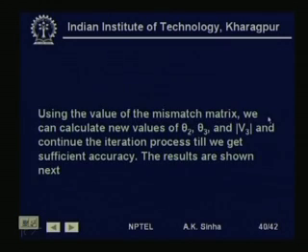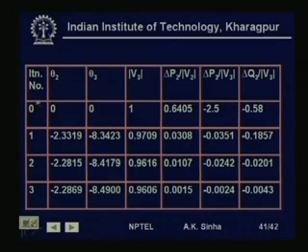Using the value of the mismatch matrix, we can calculate the value of theta 2, theta 3 and V 3, and continue the iteration process till we get sufficient accuracy. The results are shown here. That is, the initial values, we have theta 2, theta 3 as 0 and V 3 as 1, and these are the values of delta P 2 by V 2, delta P 3 by V 3 and delta Q 3 by V 3.